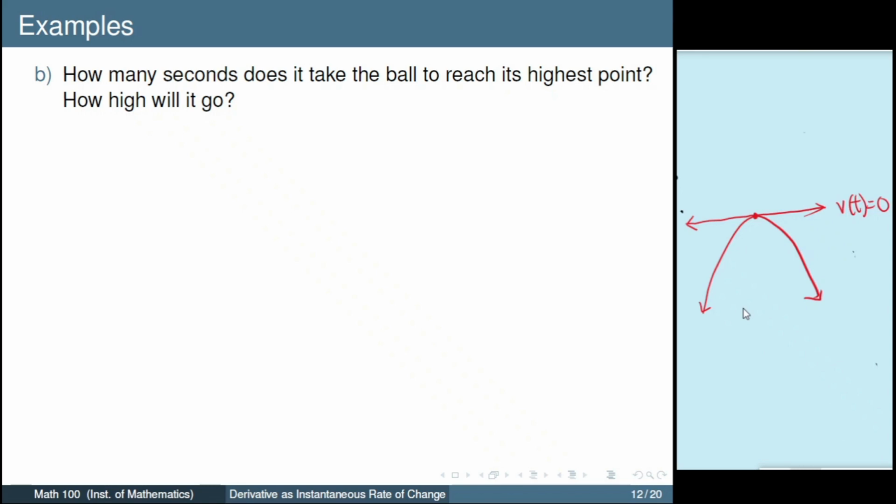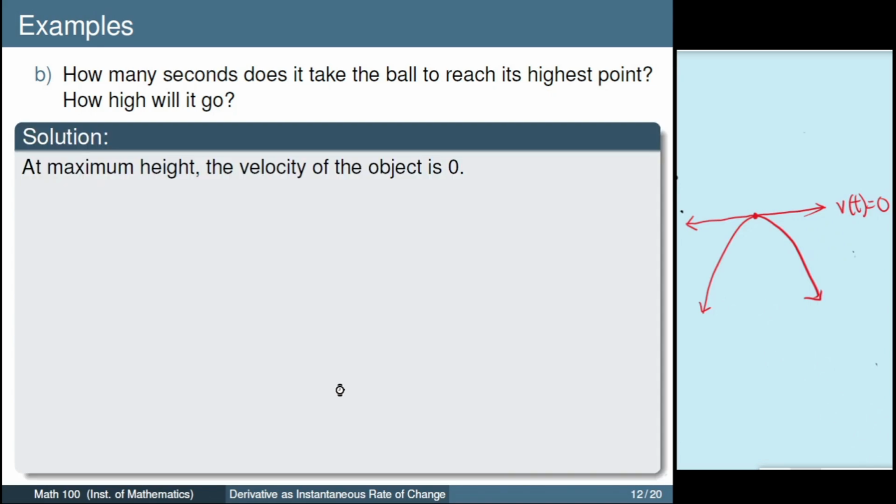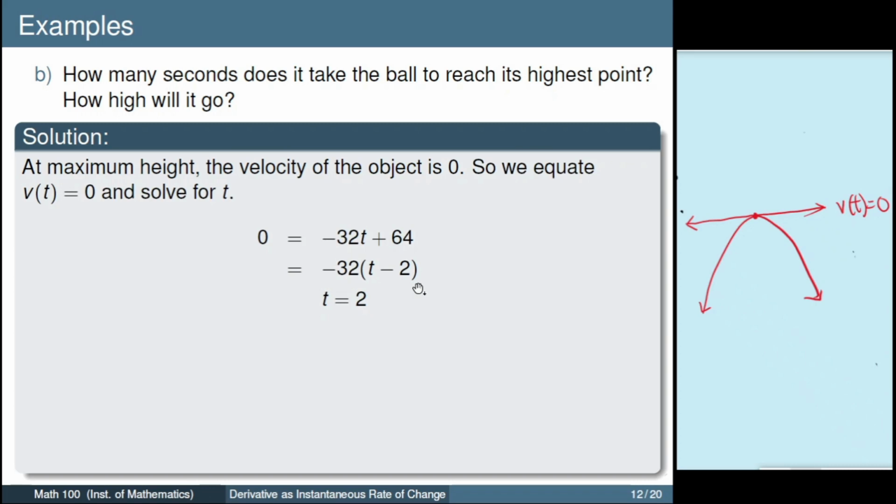So this is the point where your velocity function equals 0. That means the moment that the ball reaches its highest point would be at v of t equals 0. You're just getting the zeros of your derivative. So again, at maximum height, the velocity of the object is 0. So we equate v of t equals 0. We have earlier negative 32t plus 64. And so we get this factored form. Hence, our t is equal to 2.